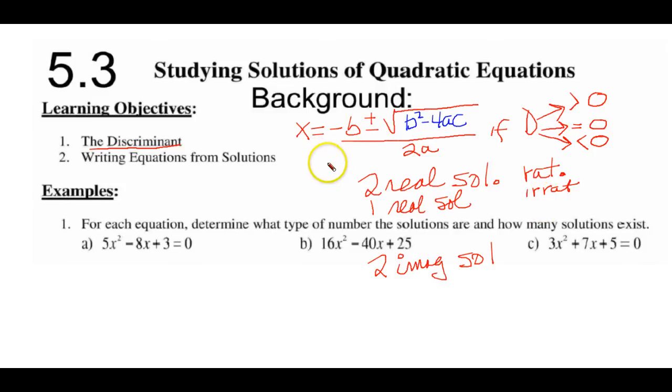So once again, if your discriminant is greater than 0, you're going to get 2 real solutions. And depending on whether they're perfect squares or not, will be rational or irrational. Then we have, if this is equal to 0, you're only going to get 1 solution. And if your discriminant is a negative value, you're going to get 2 imaginary solutions. Okay, so that's what's going on. Now let's work these out.